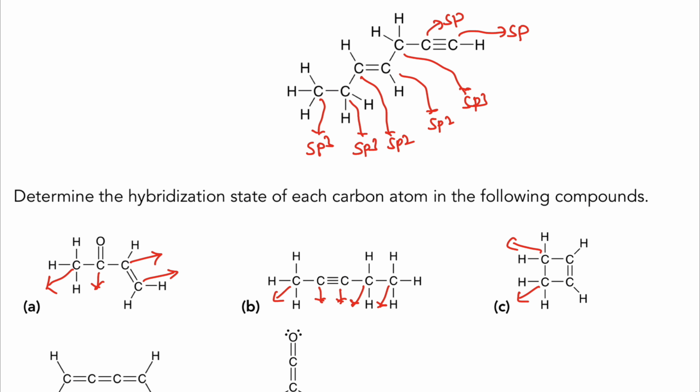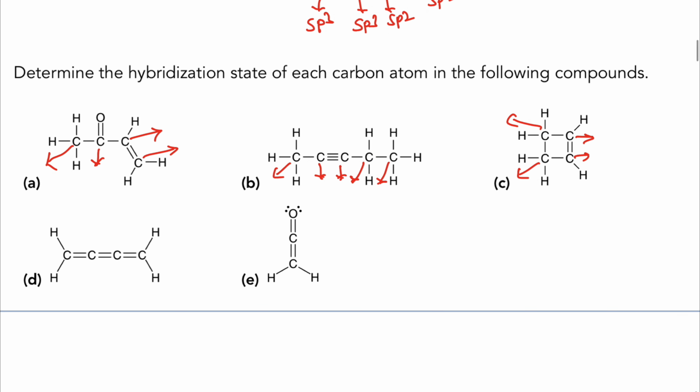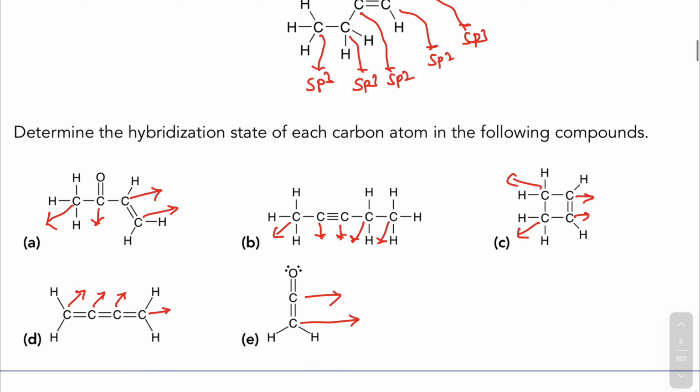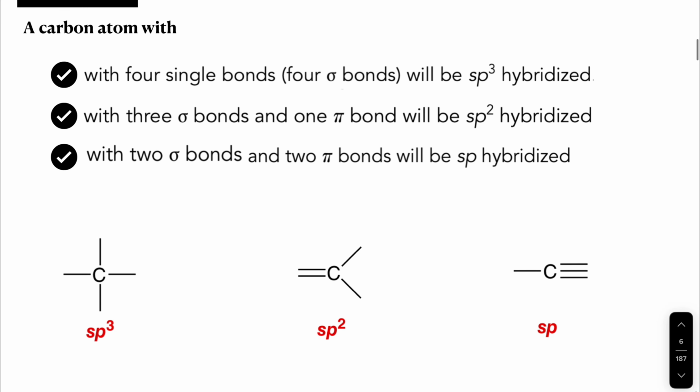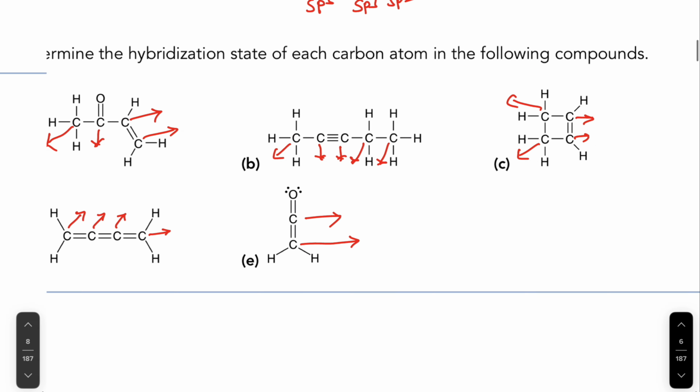sp3 carbon, sp3 carbon, and these two carbons are sp2 carbons. This is sp2, this is sp, this is sp, and this is sp2. This is sp2 and this is sp. So this is about determination of hybridization of carbon in carbon compounds.